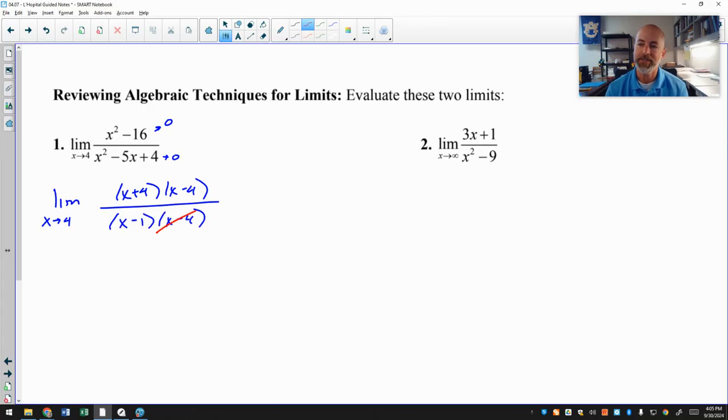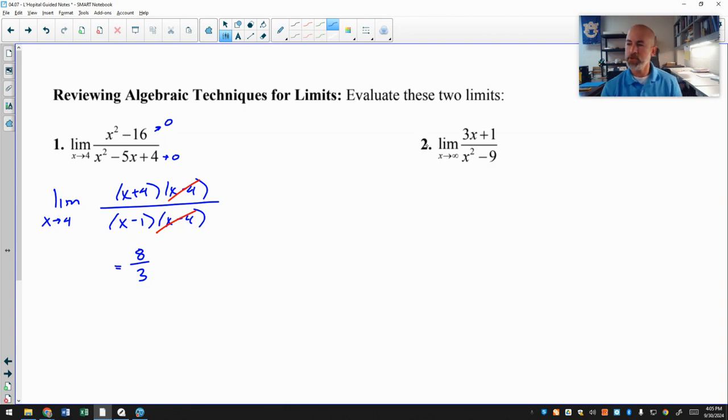And here is what I was looking for. I need to divide something out. Those x minus 4s will divide away, and at that point I can substitute 4 back in for all remaining x's, and we get 8 over 3 for the answer to this one.